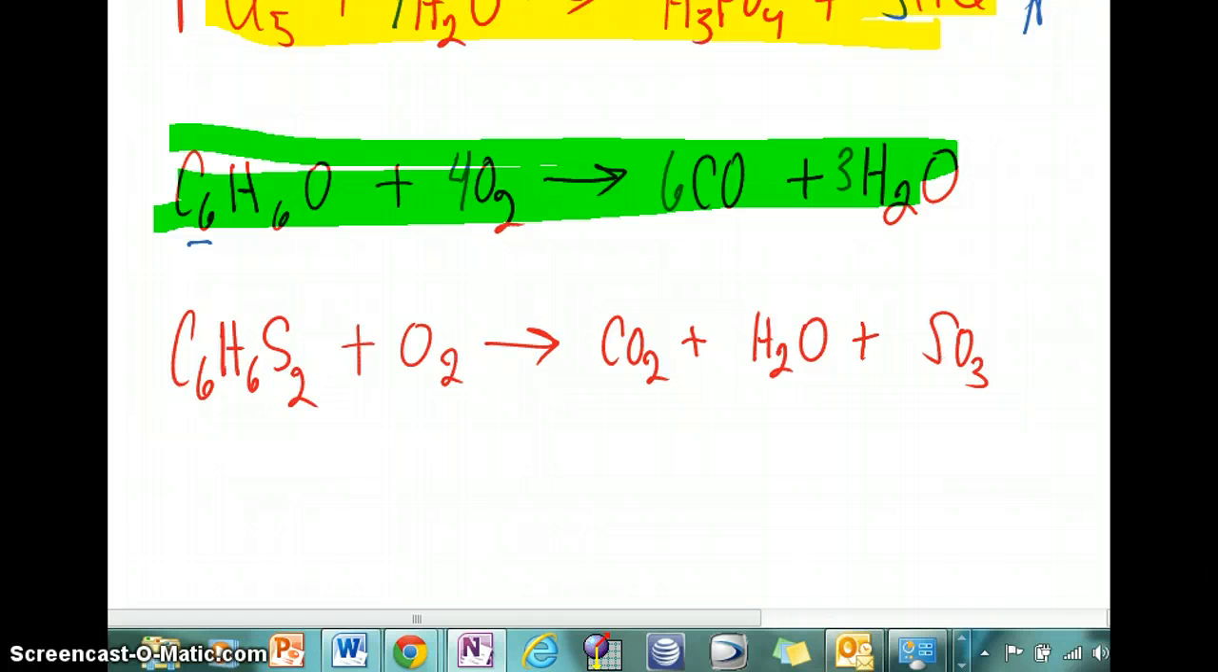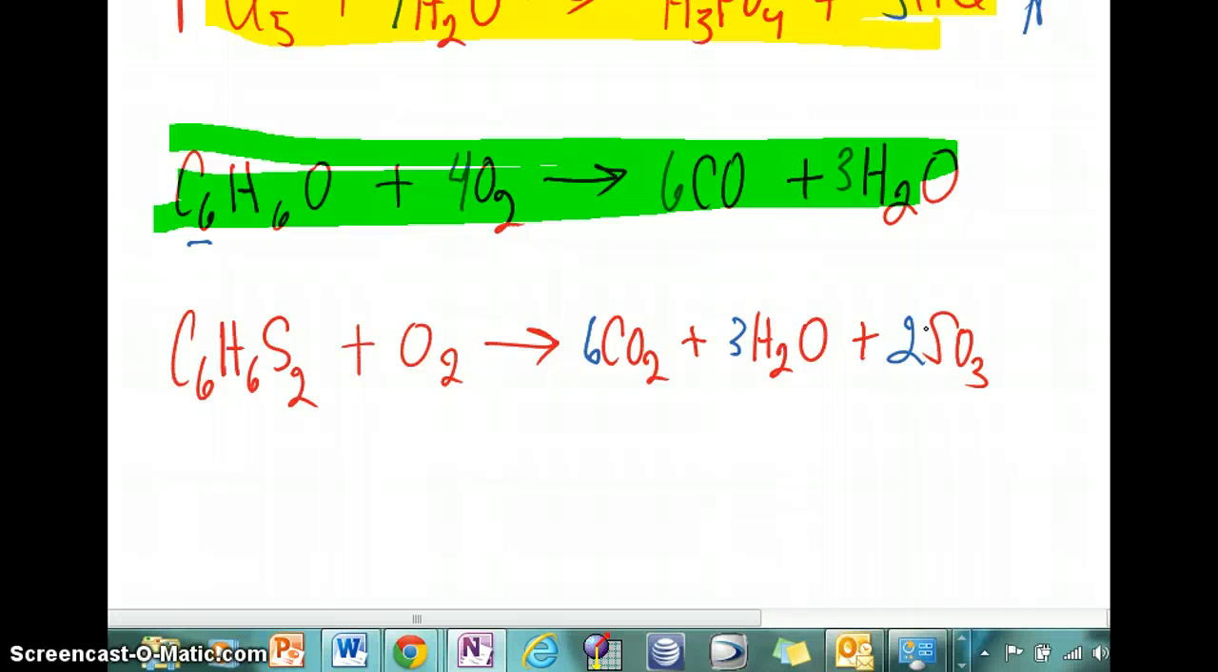Now what we're going to have to do is see if we can start solving these problems. If I look at this, I've got 6 carbons on the reactant side, so I'm going to start by putting a 6 there. Now I've got 6 hydrogens, so over here I could put a 3 right there and take care of that, right? I've got 2 sulfurs. Over here I just have 1. I'm going to put a 2 there. So now everything is great.